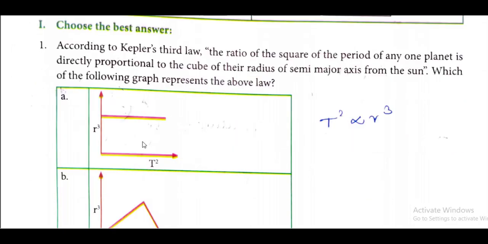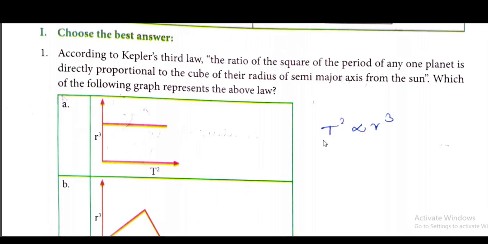Look at the graph carefully. In the first case, will you be able to recognize the differences? That is, r cube is not changing, but t squared is changing. What is given in Kepler's third law? T squared is directly proportional to r cube. Both are varying. Usually we draw the graph between t squared and r cube, and t squared you should take on the y-axis and the radius you should take on the x-axis. Okay, so the first one is wrong.